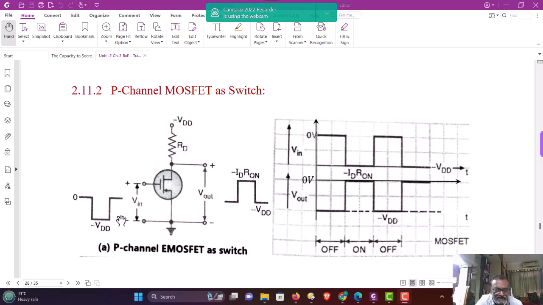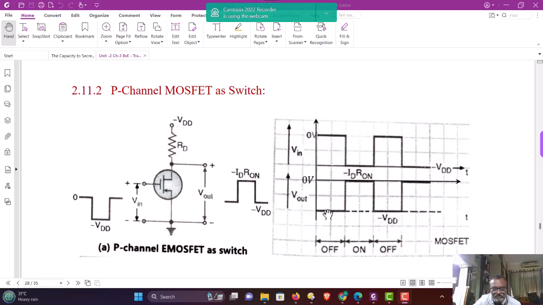Since it is a P-channel MOSFET, the input voltage normally to turn on the MOSFET will be negative. Whereas in N-channel MOSFET, we have seen that to turn on the MOSFET, the gate voltage should be more positive than the source. Whereas in the P-channel case, to turn on the device, the gate voltage should be more negative than the source. Whenever VGS is suddenly dropped to the negative voltage, minus VDD here, the MOSFET goes in on state, and the device suddenly acts as a short circuit, and therefore output voltage will be 0.